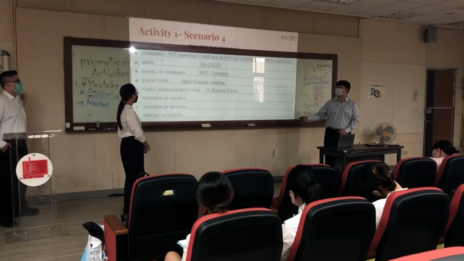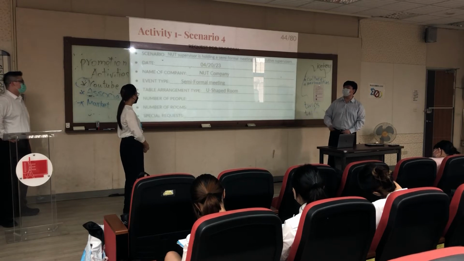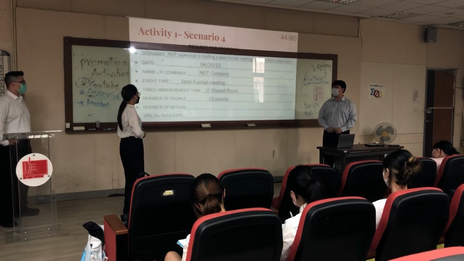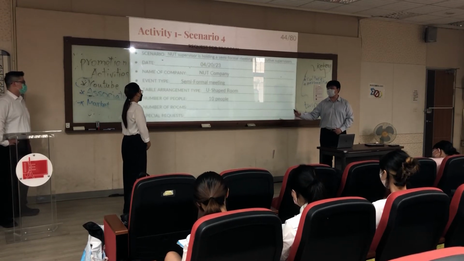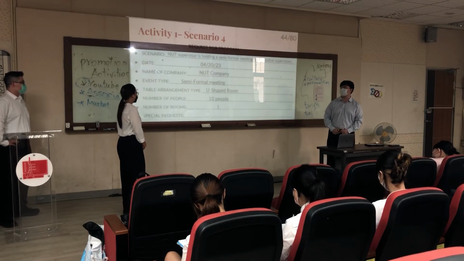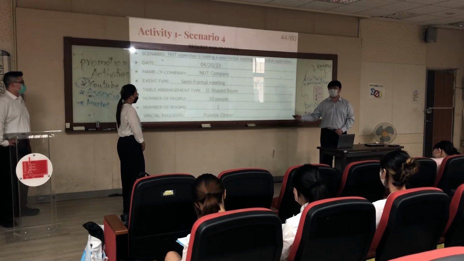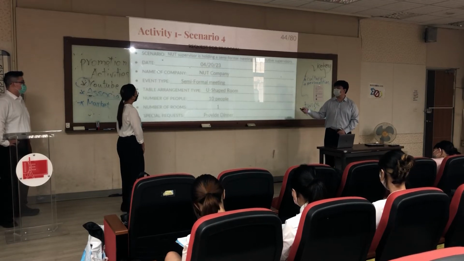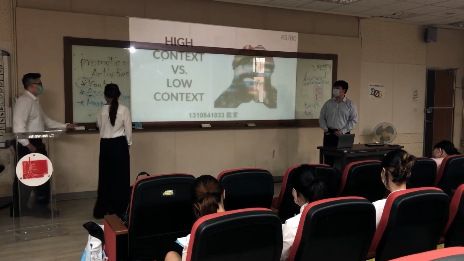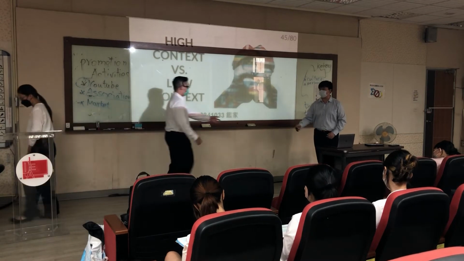Okay, so our event type will be a semi-formal meeting. And our table arrangement type will be a U-shaped group. And the number of people is 10 people. And the number of rooms is 1. And our special request is to provide dinner. And now I'll give the floor to Zhenjia.